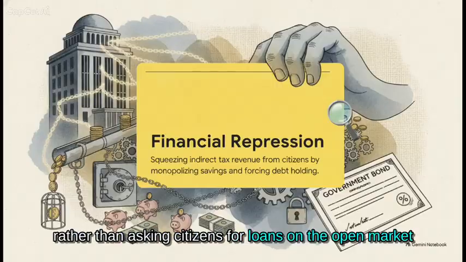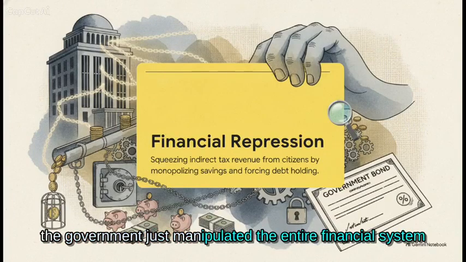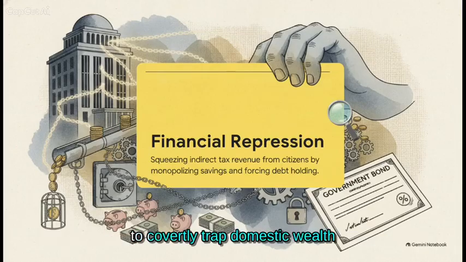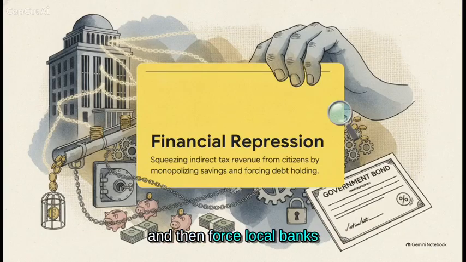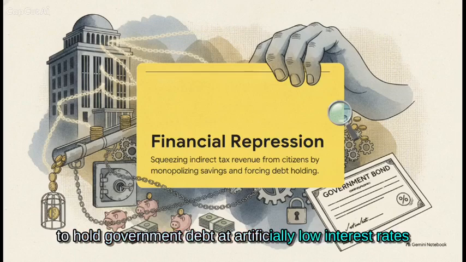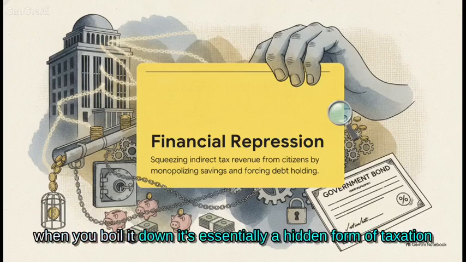Rather than asking citizens for loans on the open market, the government just manipulated the entire financial system to covertly trap domestic wealth. They monopolize the savings system, limit the investment options available to citizens, and then force local banks to hold government debt at artificially low interest rates. When you boil it down, it's essentially a hidden form of taxation.